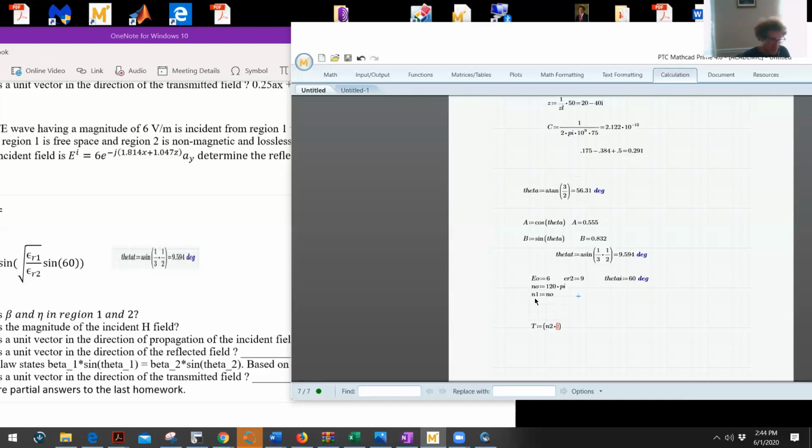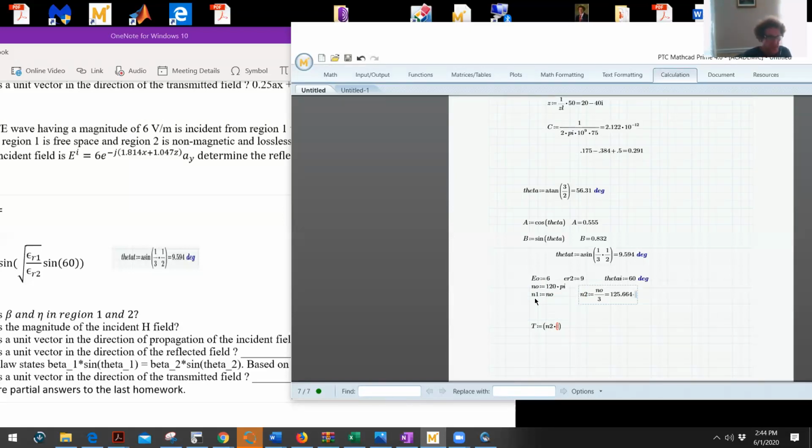Eta 2, on the other hand, is square root of mu over epsilon, but epsilon for that one is 9, correct? So I can say that eta 2 is square root of mu naught over epsilon naught, or 120 pi divided by square root of 9, or really it's going to be what? It's eta naught divided by 3, isn't it? If you need a value, that would be it. Do you agree with that, class? It's the square root of mu over epsilon.